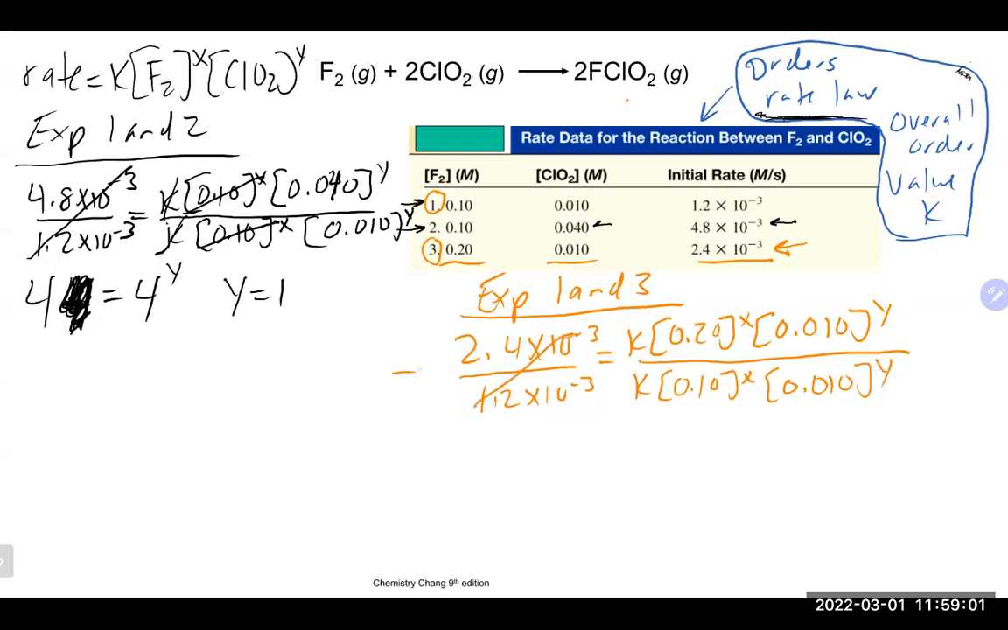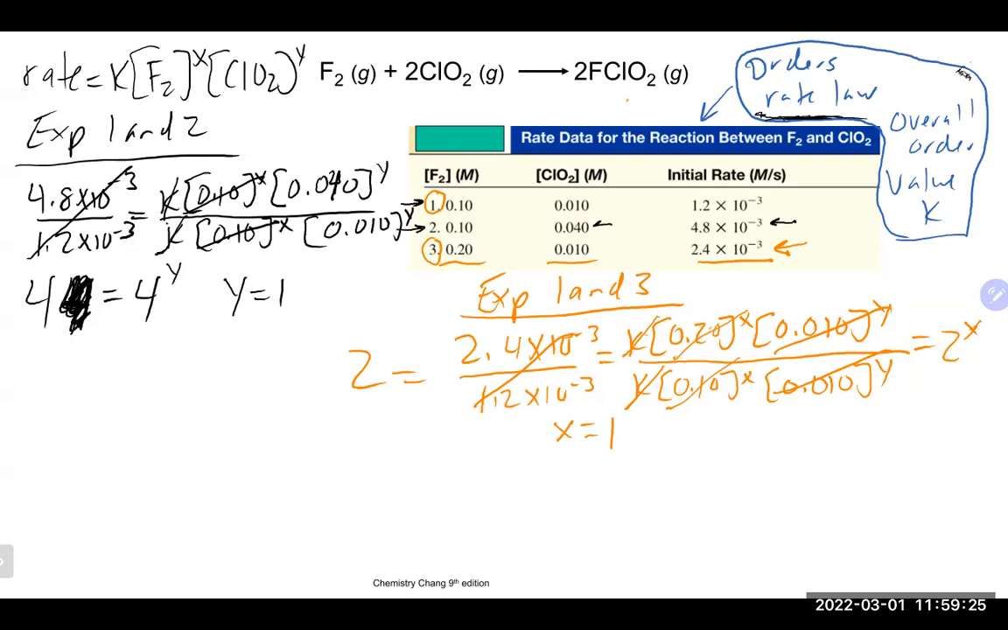Now I got my 2, I hope. There you go. Again, our K is going to cancel. In this case, this will give us a 2 when we do that, and these will completely cancel, which means we get 2 to the X in this case. X would equal 1 when you solve it. Any questions on that so far?